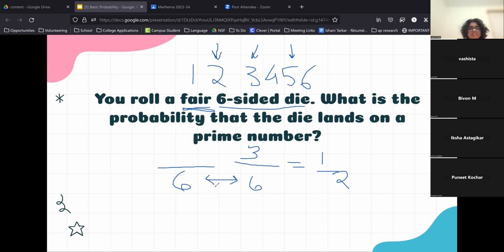And then our numerator is the total number of desired outcomes. So these would be all of the prime numbers, right? What's the probability the die lands on a prime number? Since prime numbers are numbers that only have 2 factors, we would only look at 2, 3, and 5 as our desired outcomes, which is 3 possibilities. So 3 over 6 is our answer, which is equal to 1/2, which is also 50%.